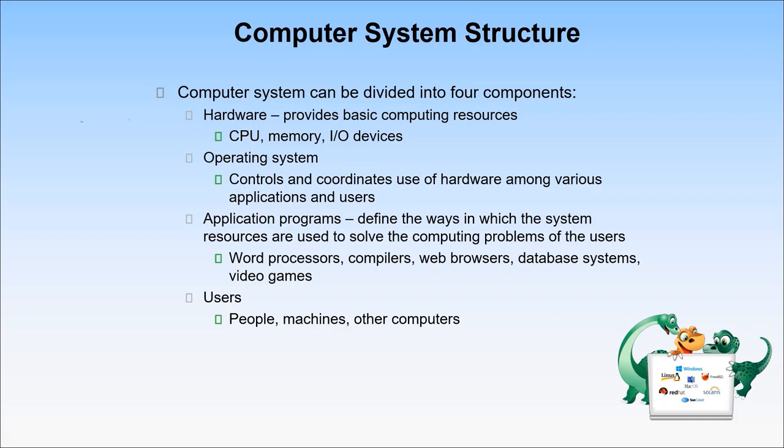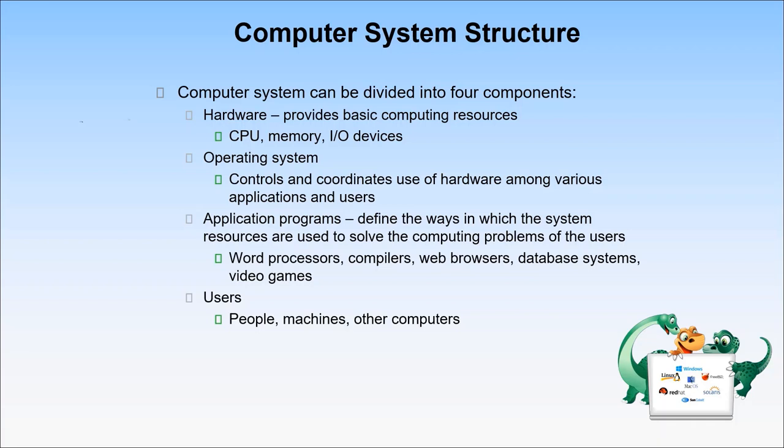If we are going to have an analogy with car traffic on the road, the operating system is a traffic controller or traffic enforcer. Next would be application programs. They define the ways in which the system resources are used to solve the computing problems of the users. Word processors, compilers, web browsers, database systems, and video games are all application programs.